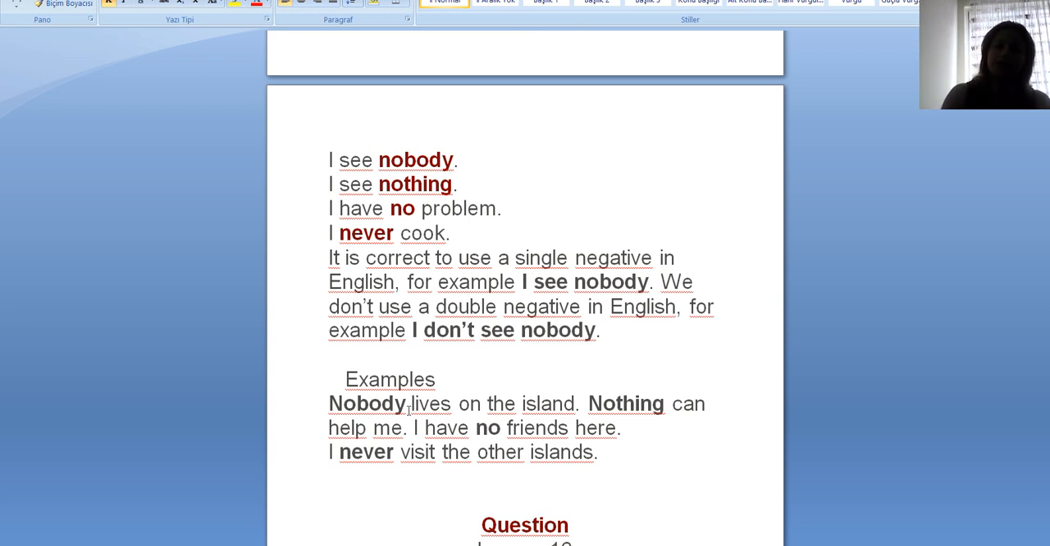Examples. Nobody lives on the island. Nothing can help me. I have no friends here. I never visit the other island.